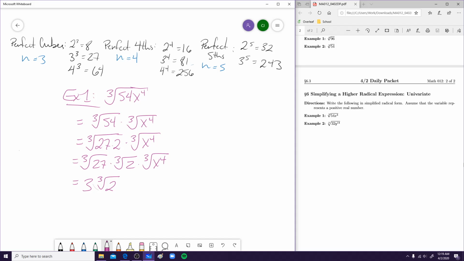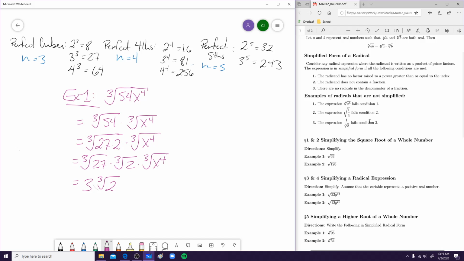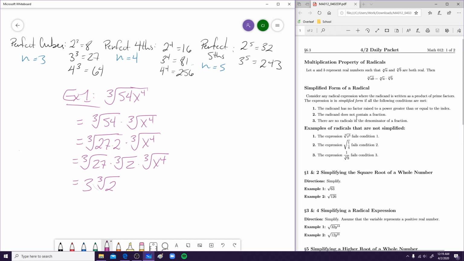Right. So now let's talk about the cube root of x to the fourth. Again, I'm going to reiterate the first condition: the radicand has no factor raised to a power greater than or equal to the index. So what is our index? Our index is 3. So to be simplified, the power of our factor can either be 0, 1, or 2. In this case, that's not the case. Why? Because our power is equal to 4.